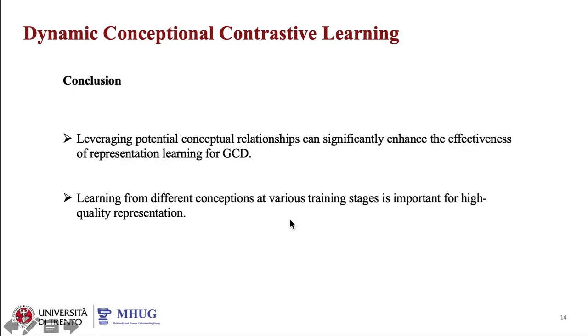Finally, we find that leveraging potential conception relationships can significantly enhance the effectiveness of representation learning for GCD. And also, we show that learning from different conceptions at various training stages is very important for high-quality representation.